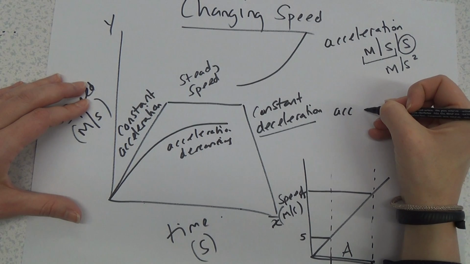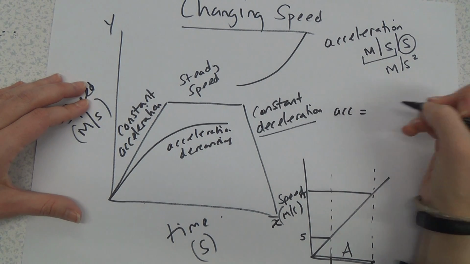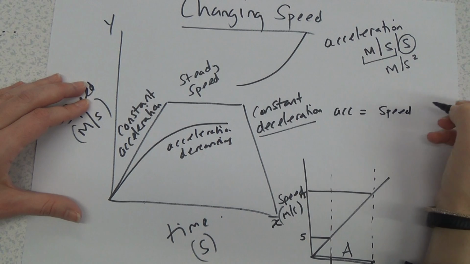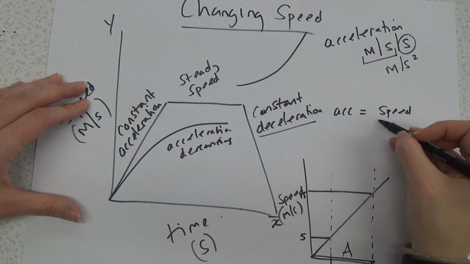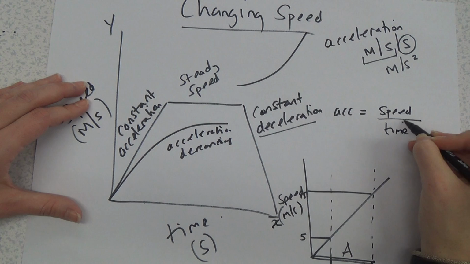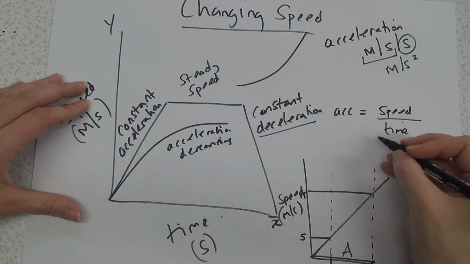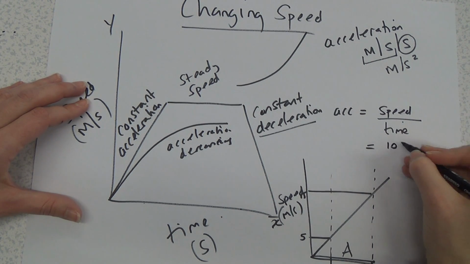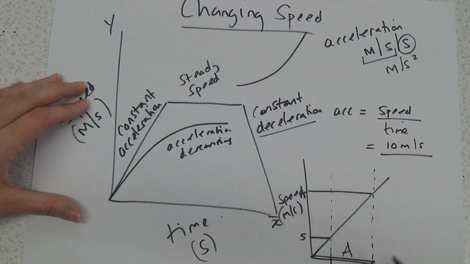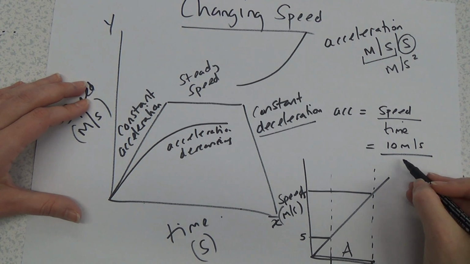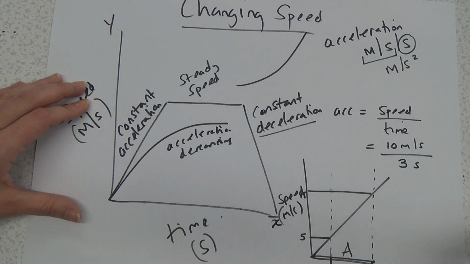When you're calculating acceleration, it is the change in speed divided by the time it takes for that change in speed to happen. The change in speed for this section of the graph is from 5 to 15, so the change in speed is 10 meters per second. We're going to divide that by the time it takes to carry out that change, which is from 2 to 5. So the time taken is 3 seconds. That will give you a value in meters per second squared, or meters per second per second.